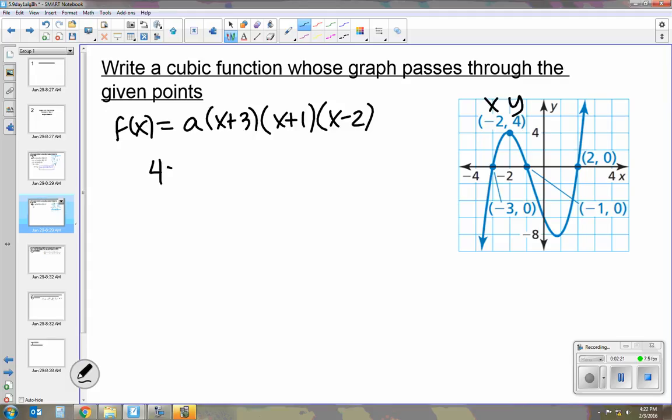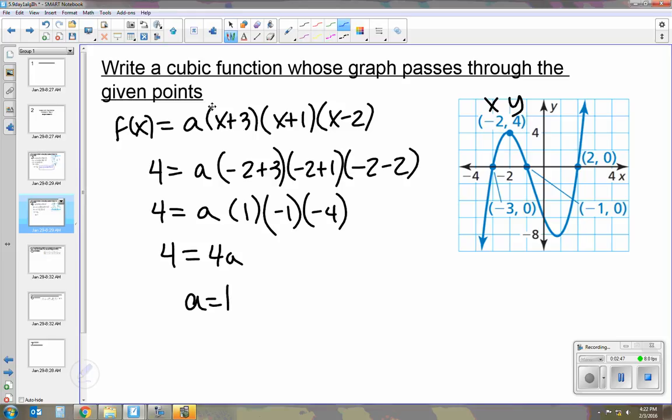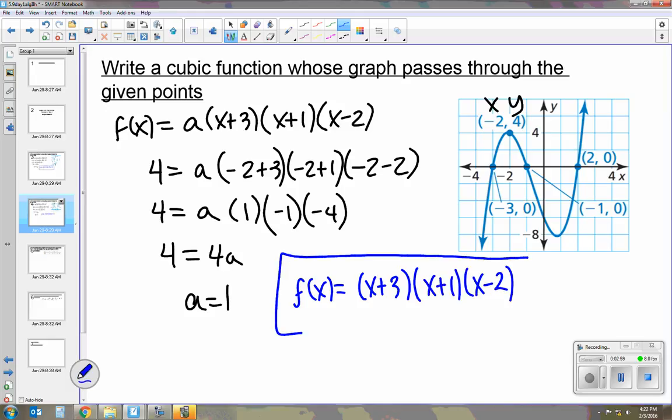So we're going to say 4 is equal to a times, with our x being -2, -2 plus 3, -2 plus 1, -2 minus 2. So now we have -2 plus 3, which is a 1, -2 plus 1, which is a -1, and then a -4. So 4 will equal 4a, a will equal 1, so our function f of x is equal to x plus 3 times x plus 1 times x minus 2. All right, and so that's our function.